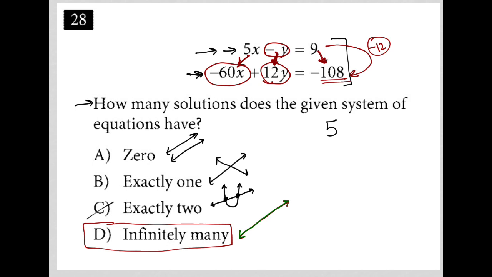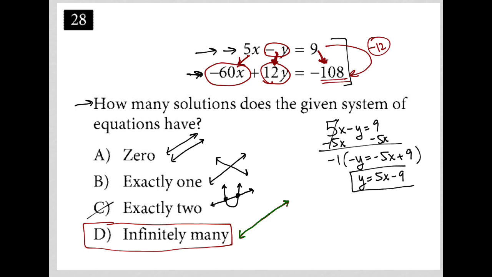A clearer way to show you that is to take each equation and rewrite it in slope-intercept form so that you can see clearly that each equation is exactly the same. So that's what I'll do here. If I multiply everything by negative 1, I get y equals 5x minus 9. So there's the first one.